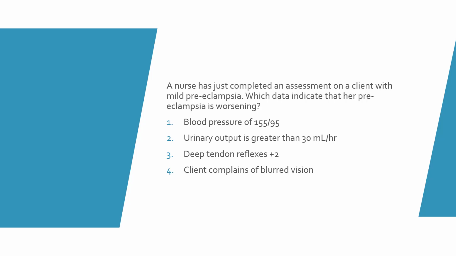Number 2. Urinary output is greater than 30 mils an hour. This is a normal urine output. Patients with severe preeclampsia have decreased urinary output. Number 3. Deep tendon reflexes of +2. +2 deep tendon reflexes are considered normal. Severe preeclampsia would have a deep tendon reflex of +4.